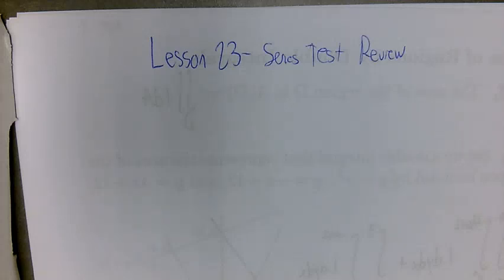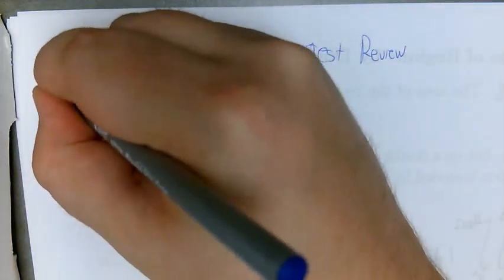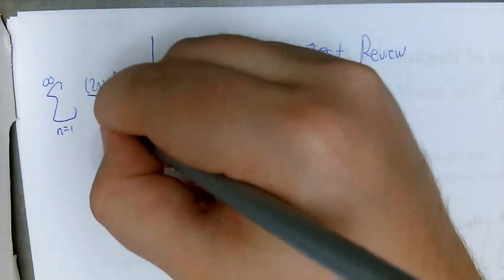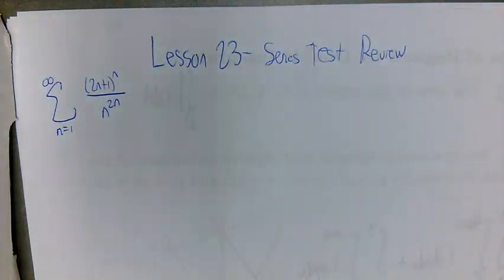All right, so what I'm going to do is go through a bunch of different series and explain how they converge or diverge. All right, so let's start off with the sum from 1 to infinity of (2n plus 1) to the n divided by n to the 2n.